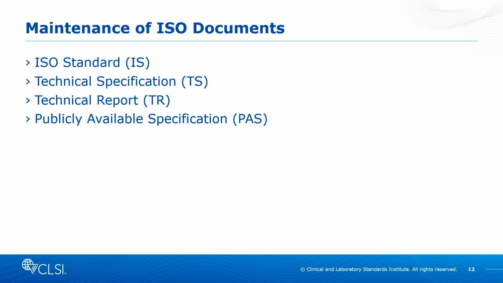Publicly available specifications also must be reviewed 3 years after publication. Like technical specifications, these PAS documents have a limit of 1 systematic review and a maximum 6-year lifespan. If not converted to a standard, the document is proposed for withdrawal at that time.